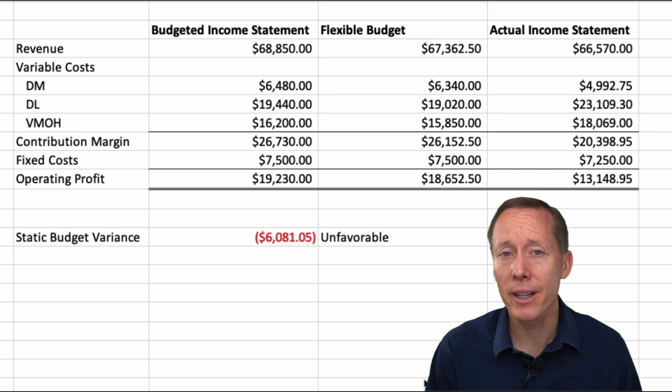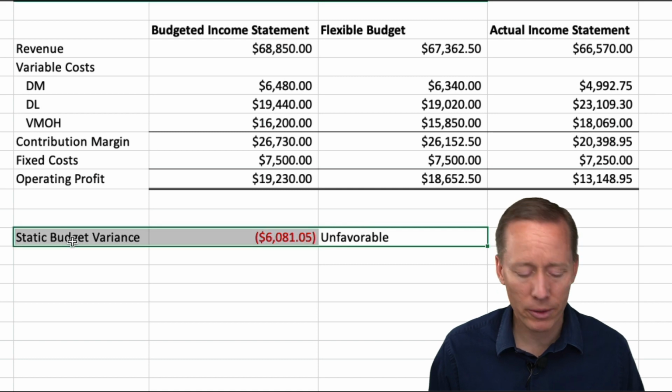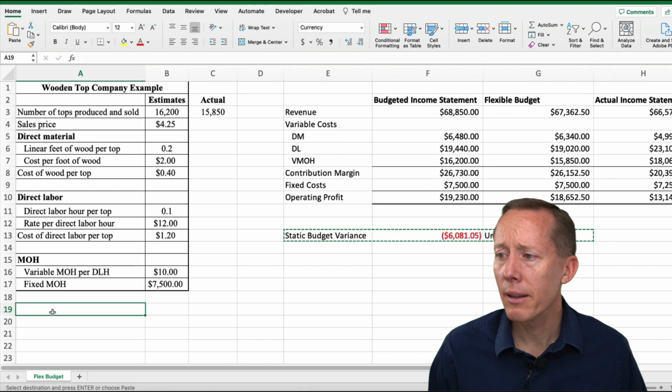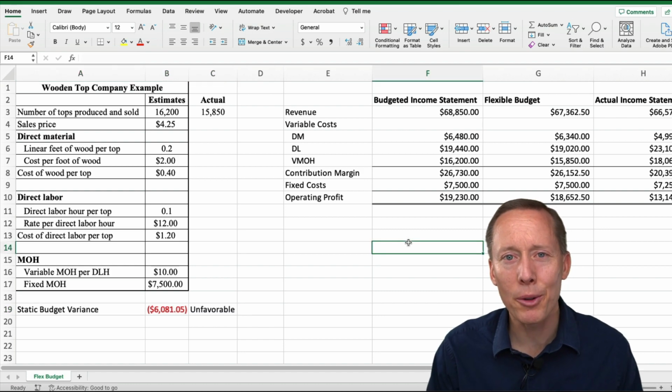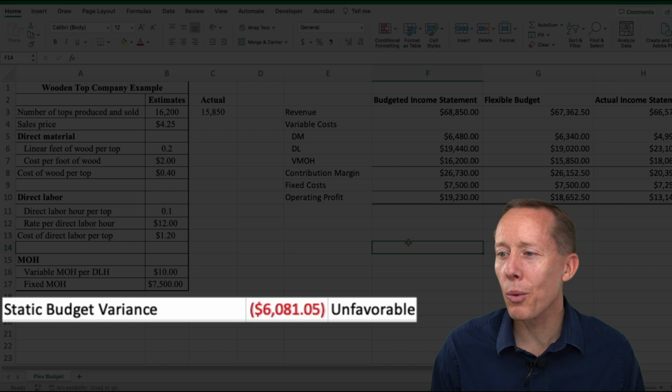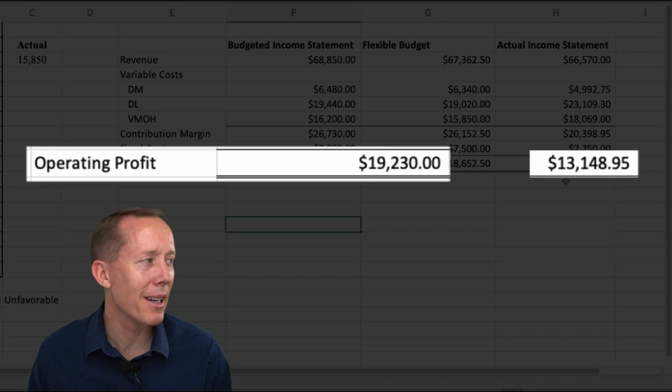It's the highest level variance. And we're going to go ahead and just cut and paste this information over to the side. And after this, we're going to start digging deeper into level 2 and level 3, you might say, to find out what makes up this difference between our budgeted profit and our actual profit.